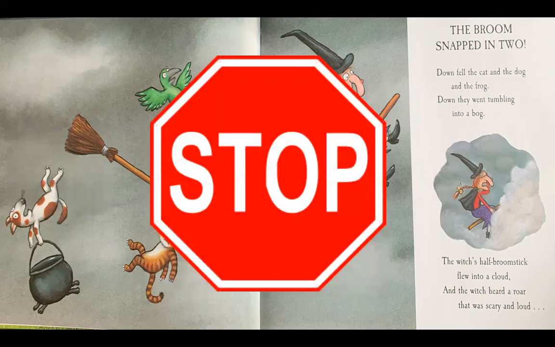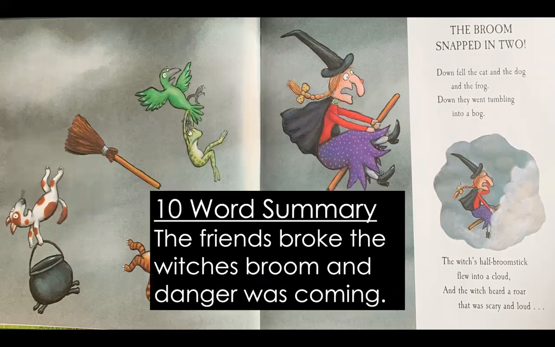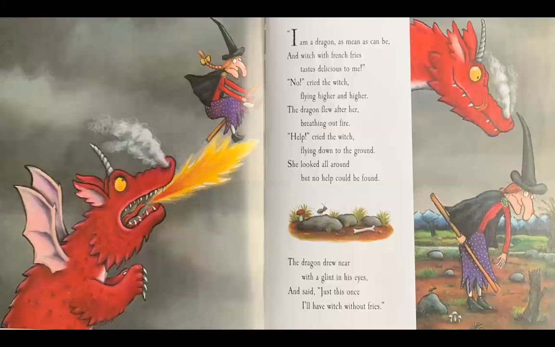Good readers use the Fab Four techniques during, before, and after they read. We can summarize in the middle of a story to make sure that we are understanding what has happened so far. I am going to make a 10-word summary to see if I am understanding the story so far. The friends broke the witch's broom and danger was coming. I think that sounds pretty good. Let's find out what the danger is.